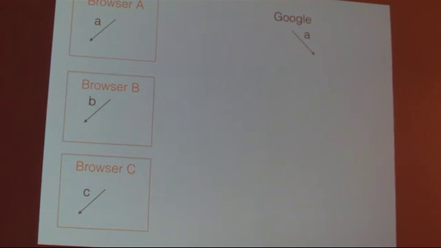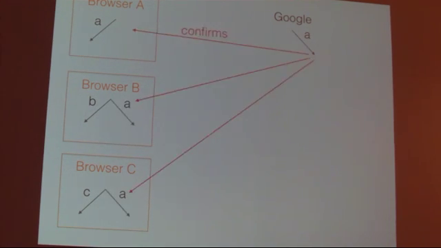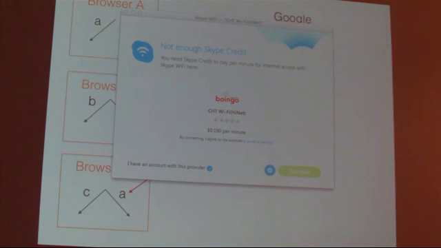Right? So on the Google server, what they would do is they would first make a priority. So let's say Google logs change A first. After it logs change A, it will send that information to all the browsers. And so browser A will be like, oh, okay, I made this change, and now I got it confirmed. It knows that it's in sync.